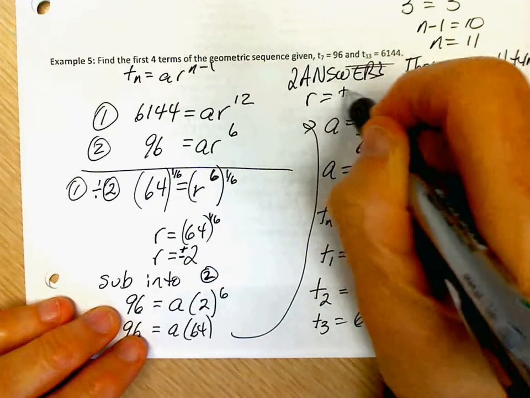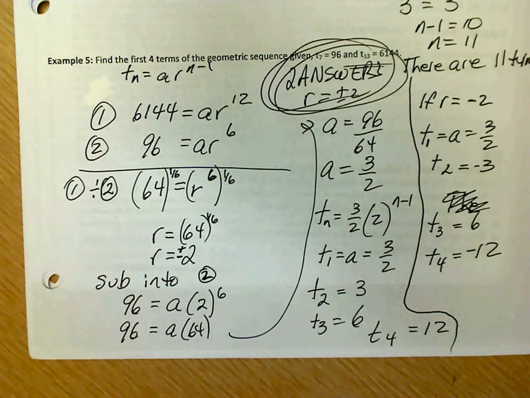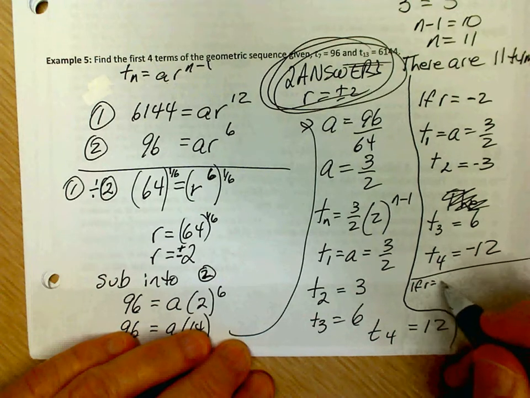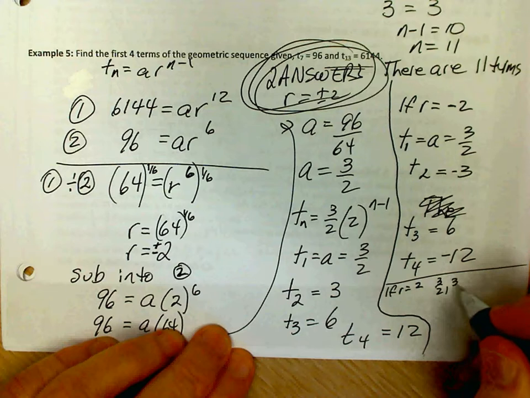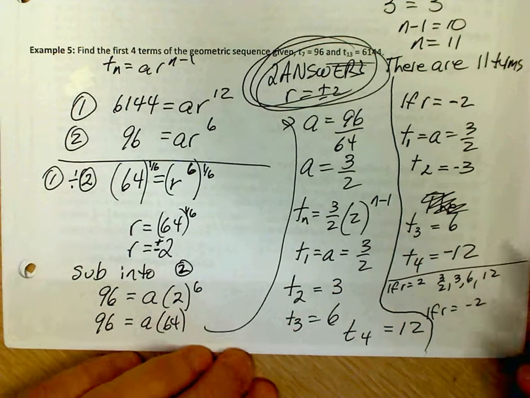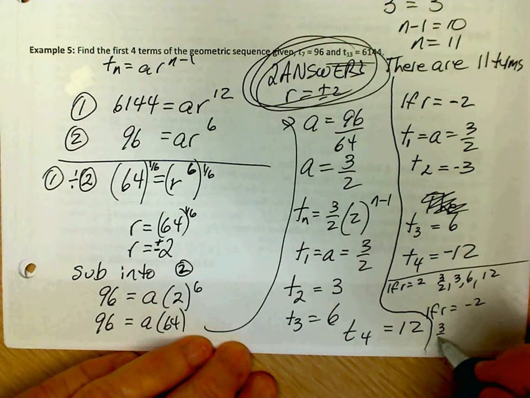I want you to be aware of that, okay? So let's summarize them. If r equals 2, we're going to have 3/2, 3, 6, 12. If r equals negative 2, we're going to have 3/2, negative 3, 6, negative 12.